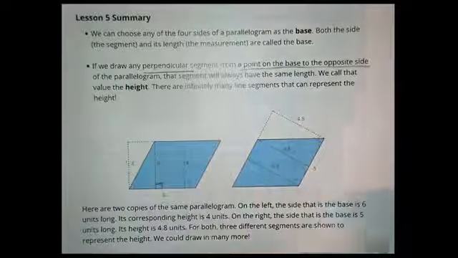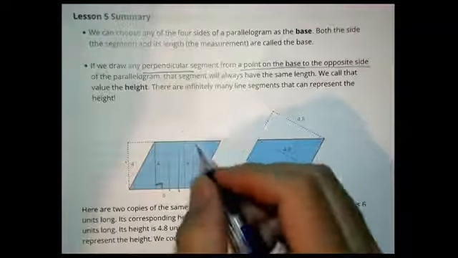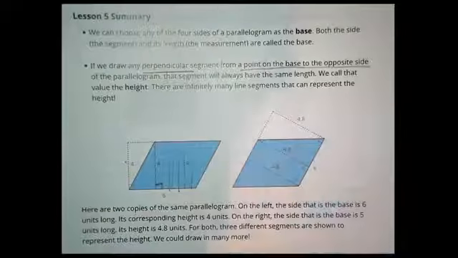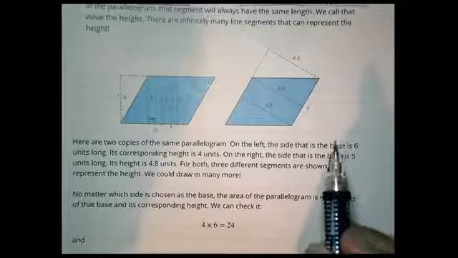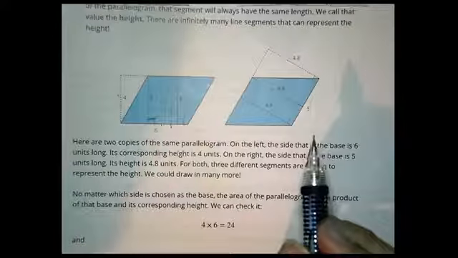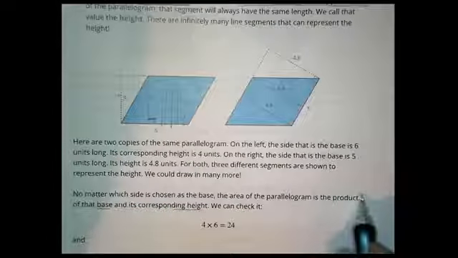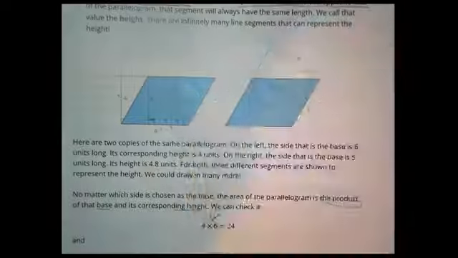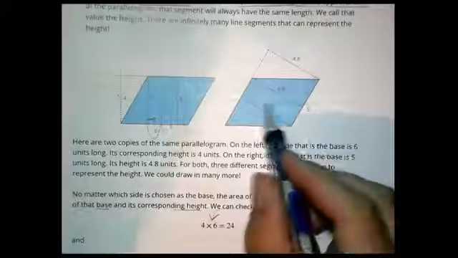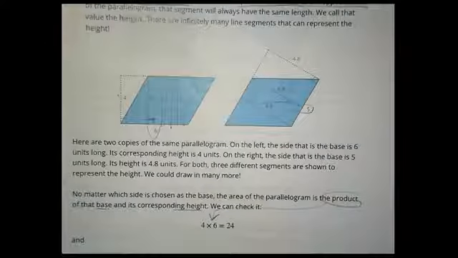There are lots of different line segments that can be the height. I can draw this anywhere we want. As long as I'm drawing a perpendicular line, I can create a height there. So again, this shows you there are different ways of doing this, and they both work out just fine. So no matter what side you choose as the base, the area of the parallelogram is the product of that base and the height. It's the product, meaning what? We're going to multiply. So in this case, we can multiply 4 times 6 and get 24. Here we can also multiply 4.8 times 5, a little bit different to multiply, but you still end up with 24.